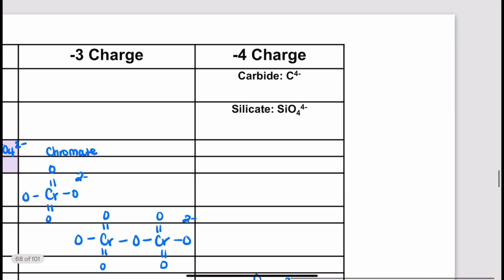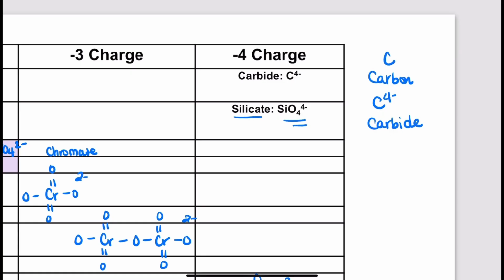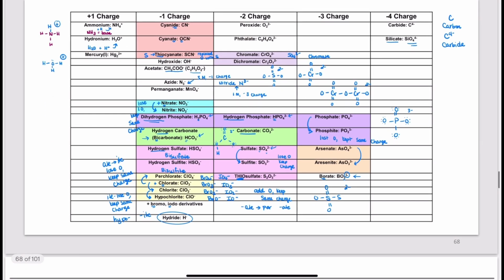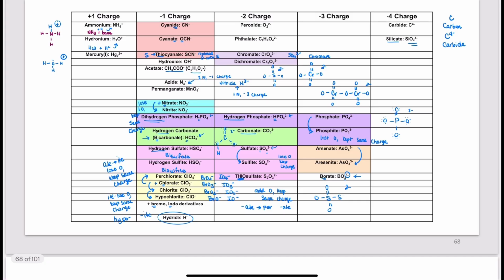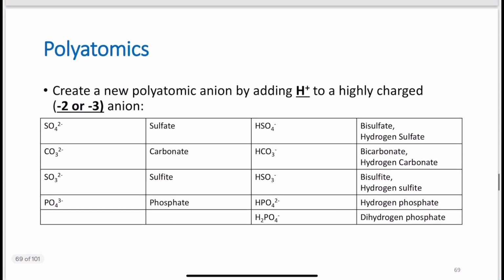Then carbide and silicate. Carbide should just come naturally from the periodic table. If you take carbon and give it enough electrons to be like a noble gas, it would be C4 minus. So I changed the name to carbide. But then silicate is one more that you should know. Silicate comes up in a lot of materials chemistry, SiO4 4 minus. Again, a lot of memorization here. You just got to memorize them. There's no way around that.